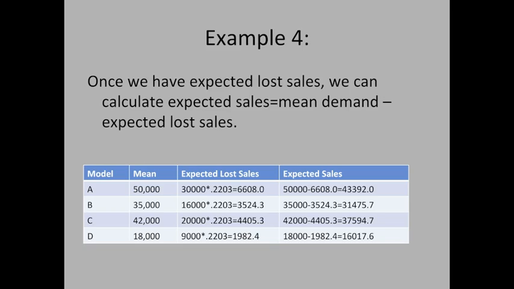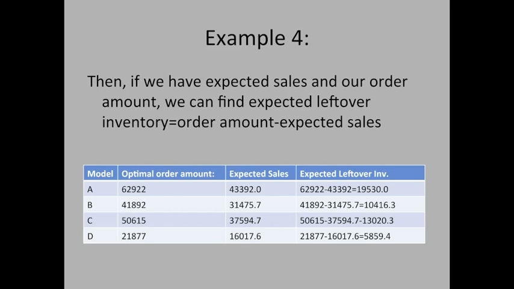In this case, the mean expected sales for Model A is going to be about 43,390. For Model B, about 31,475. So we can calculate the expected sales for all of the models we have available. If we have expected sales and we have the optimal order amount, the amount we ordered, we can find the expected leftover inventory.